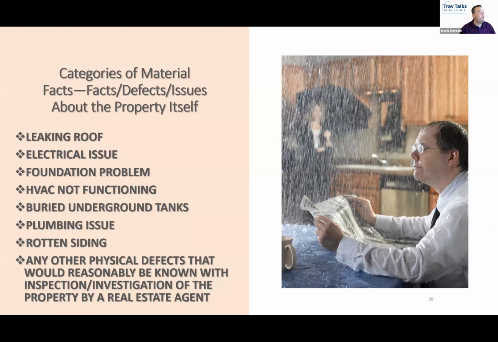So let's talk about what the real estate commission would say are material defects in the property in North Carolina. The first category of them is the most obvious things. Stuff's broken. You know, the HVAC system's not functioning, the roof is leaking, there's a foundation problem, there are tanks buried underground, there's plumbing issues, all those kinds of things.